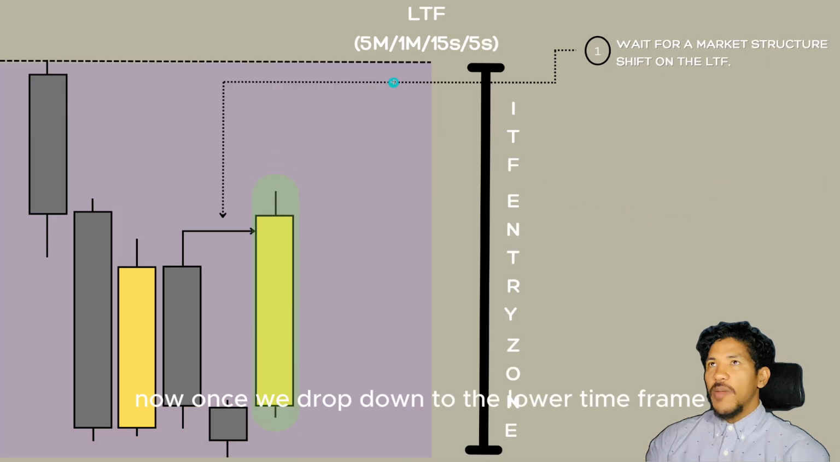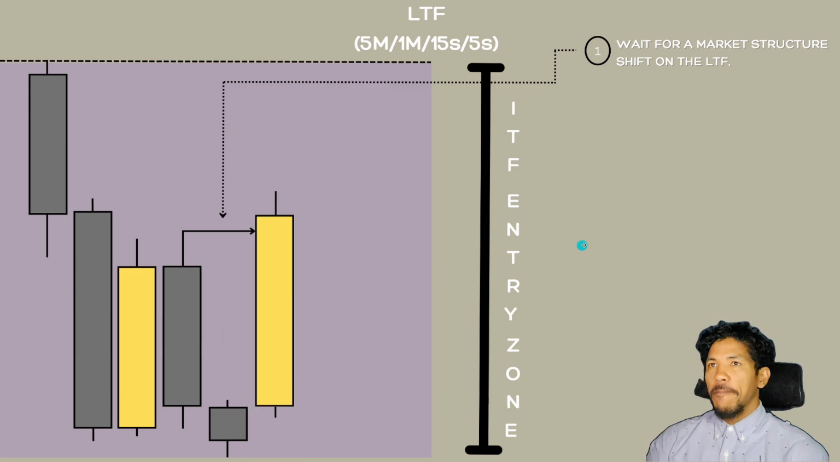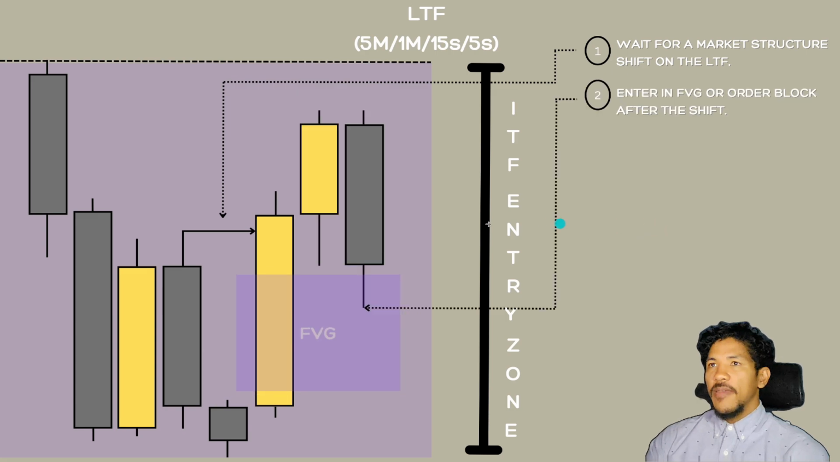Now, once we drop down to the lower time frame, that can be either a 5 minute, 1 minute, 15 second, even 5 seconds, if you're on side, you want to look for the same fractal, a bullish candle closing above the highs of the previous candle. And once that occurs, you want to look to enter in a fair value gap or an order block.